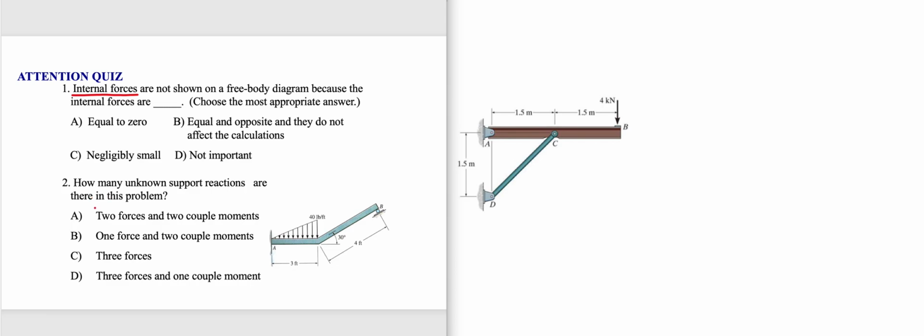So how many support reactions are there in this problem here? So here you have AX, you have AY, and there's a fixed support. You have a moment at A. You have, this is a roller support. That means you have a reaction like this. That means you have 3 forces and 1 couple moment. So option 4 is the right choice.